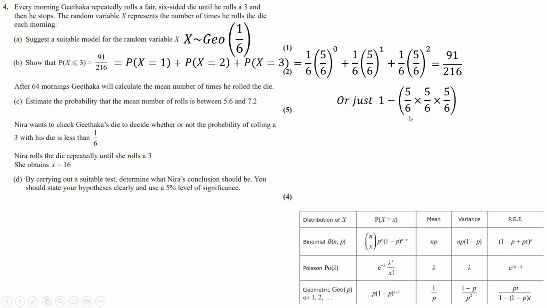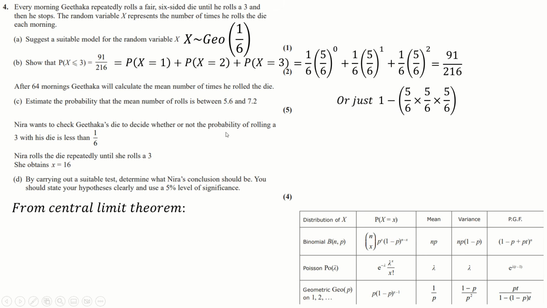Alternatively, just think it through. This here represents dodging a 3 three times in a row, and if we want that 3 to actually happen, then it's just 1 minus that, and you'll get this as well. This is just representing the 1 minus p to the n formula, where n is just the number of things. 1 minus p here is 5/6, p is 1/6, and it's just the same thing. But that's just where that comes from.